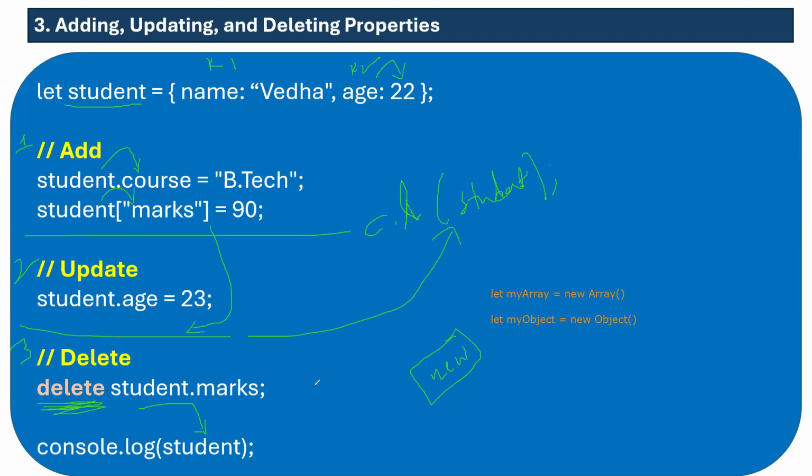Guys, is everything clear? How to add a new element into an object, how to update an existing element in an object, how to delete an existing key. Is everything clear? Please confirm in the chat, everyone, or you can just give a thumbs up. Yes, sir.